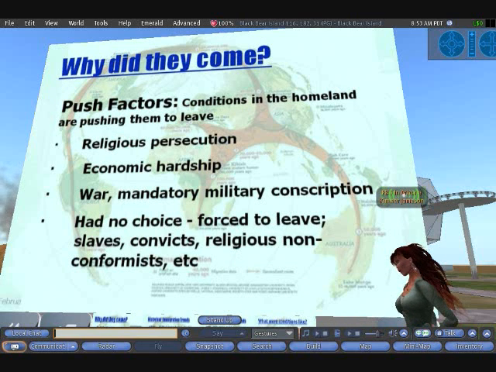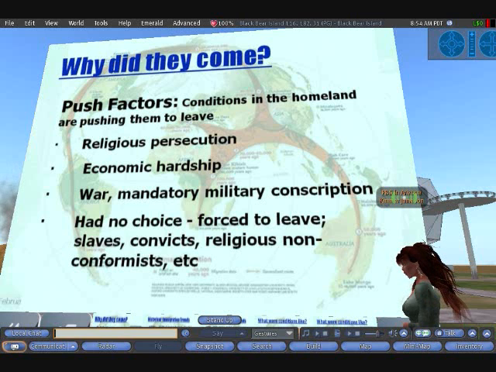It's important to remember the types of factors that led people to leave their home countries, and there are two types. Push factors. We probably can all think of reasons that would push people out of their homeland and cause them to look for new places to live. Those specifically were religious reasons, economic hardship, war, or that they simply had no choice, such as in slavery, that they were forced, they were pushed out of their original homeland.